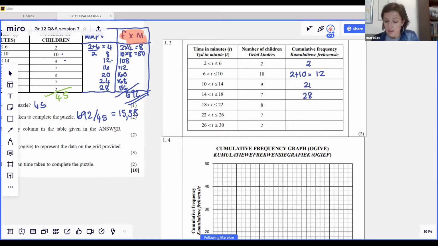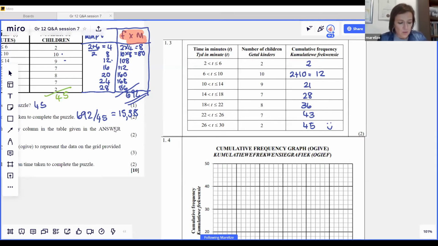Let me use my calculator before I make another mistake because it's late in the day. 36 plus 7 is 43. And 43 plus 2 is 45. Okay, you should be happy when you get 45 because there are 45 children in this sample, in this study. It should add up to 45.